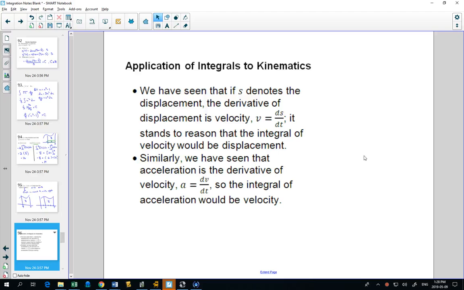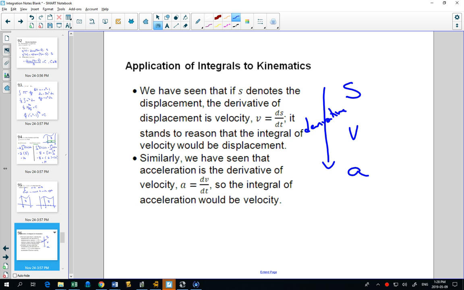Applications of integrals to kinematics. So we already know that if you take the derivative of displacement, you get velocity. And if you take the derivative of velocity, you get acceleration. So displacement with s, velocity with v.